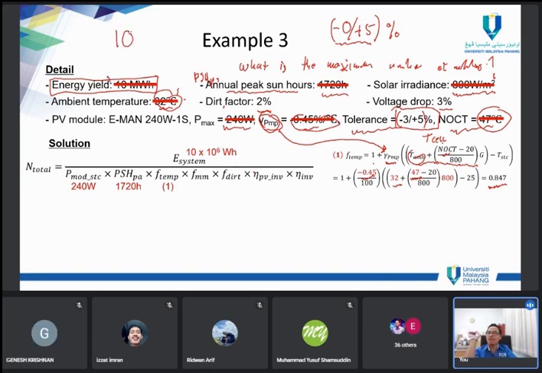Tolerance means the variation of the values at the peak condition or the STC condition. Okay, let's say we test the module in the STC condition: 1000 watt per square meter, T cell 25 degrees C, and AM 1.5. The target of the module is 100 watts. But because there's a plus or minus, let's say we take plus or minus 3% and plus 5%, that means the value will vary from minus 3, 97, to 105.